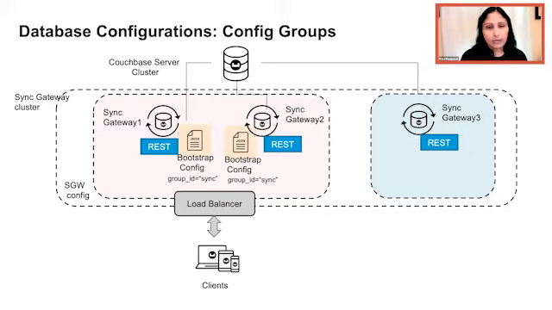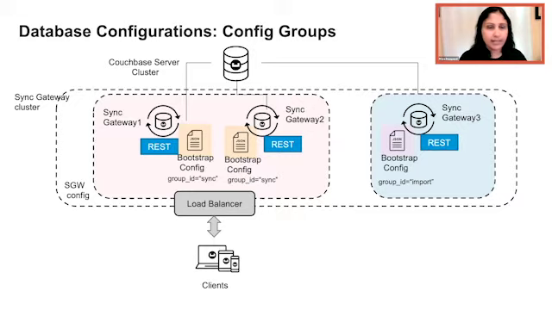So in order to accomplish something like this, Sync Gateway 1 and Sync Gateway 2, you set up to belong to a group ID of sync. Sync Gateway 3, because you want it in a separate group, you set up to belong to a group ID named import. This has to be specified as part of the Bootstrap config that we saw earlier.